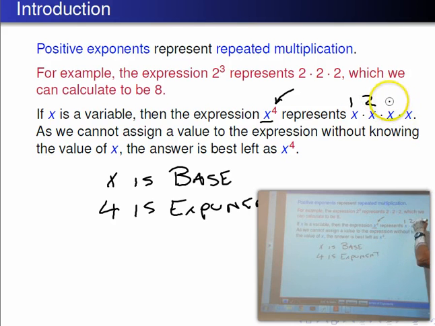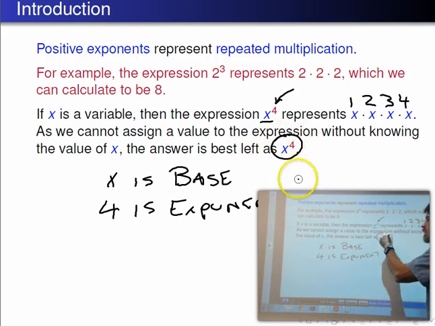So we multiply x by itself 1, 2, 3, or 4 times. Okay? Since there is no value, we can't actually complete the multiplication, so we leave this as x to the 4th. And when we get a value, we can put it in, complete the multiplication, and get a number.